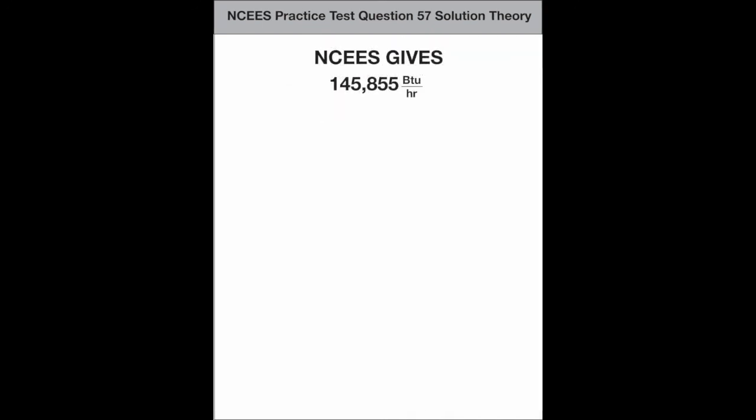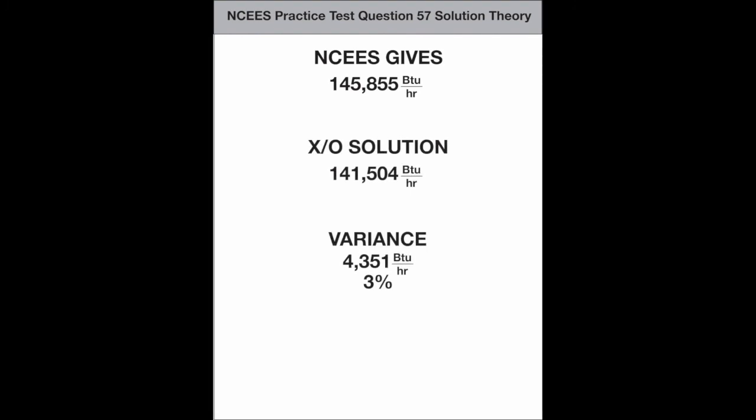The NCEES solution gives 145,855 BTU per hour. This is a variance of 4,351 BTU per hour, or 3%, which can be attributed to choosing saturated moist air density rather than dry air density, and assuming 0 humidity ratio rather than the standard of 0.01, as given by ASHRAE Fundamentals Chapter 18, Equations 8 and 9.